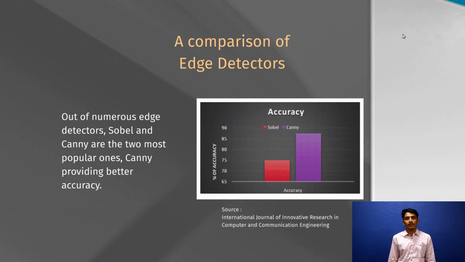Out of the numerous edge detector algorithms available, Canny and Sobel are the two most popular ones, with Canny being more accurate and efficient.